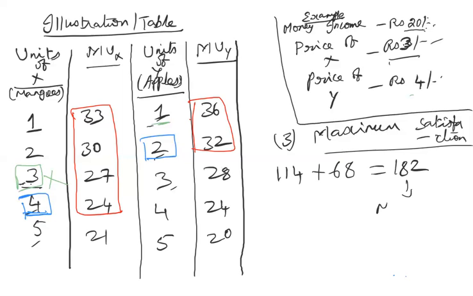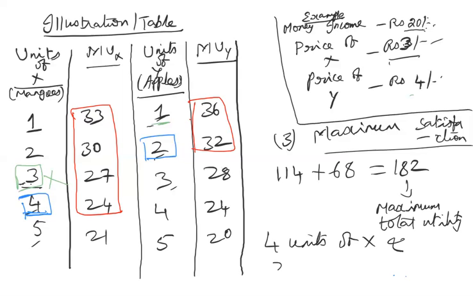So this is the maximum total utility the consumer will get, only after purchasing 4 units of X and 2 units of Y. Only if he chooses this combination, his total satisfaction is going to be maximum. You can check with any other combination; it will be lesser than this 182. So if it satisfies all these three conditions, then the consumer is in the equilibrium position.